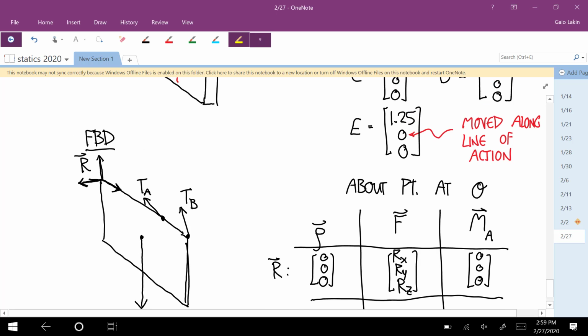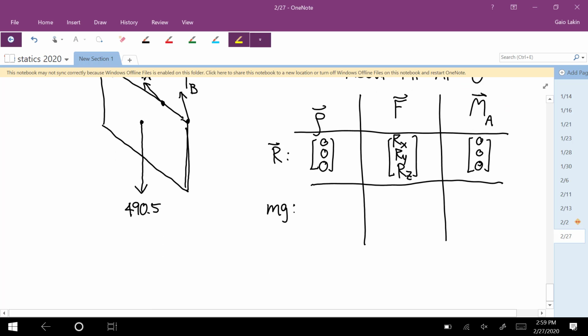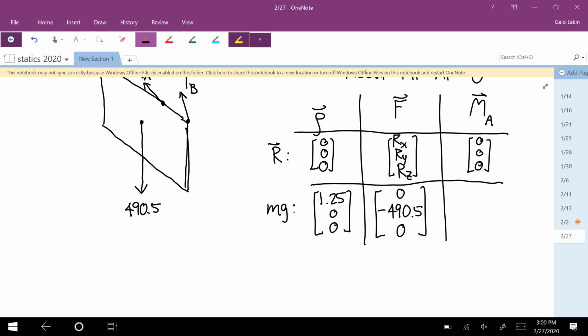Okay, so the rho vector is just going to be 1.25, 0, 0. The force is 0, negative 490.5, 0. And that cross product is 0, 0, negative 613.13.